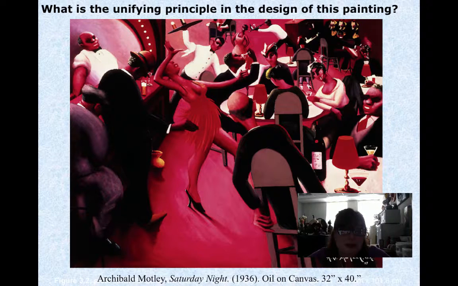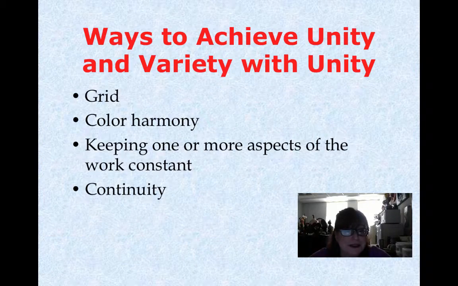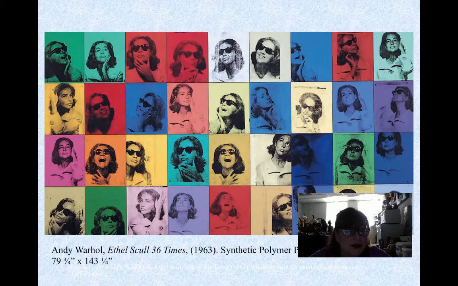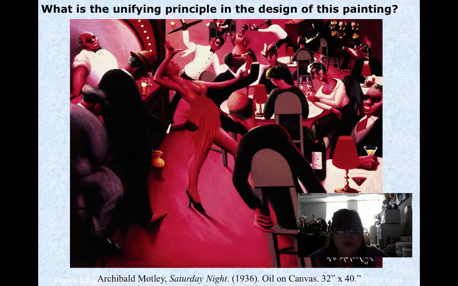And then this is a piece by African-American painter Archibald Motley called Saturday Night from 1936. It's oil on canvas. And what is the unifying principle in the design of this painting? And remember some of the things we talked about that can add to unity. So let's go back. So color harmony. So you can say here he used the color red in a monochromatic situation to create unity with this painting.